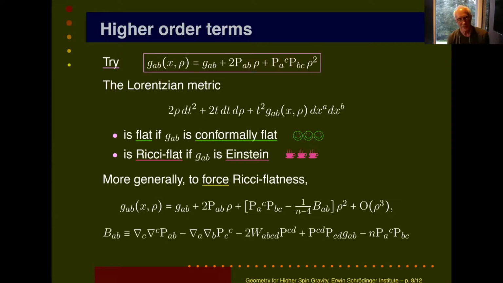Now at this point, it's a mindless calculation to figure out what B_AB is. Here's a formula for it. It's a derivative. First is the Laplacian of the Shortened tensor, then there's the Hessian of its trace. W here is the Weyl curvature.